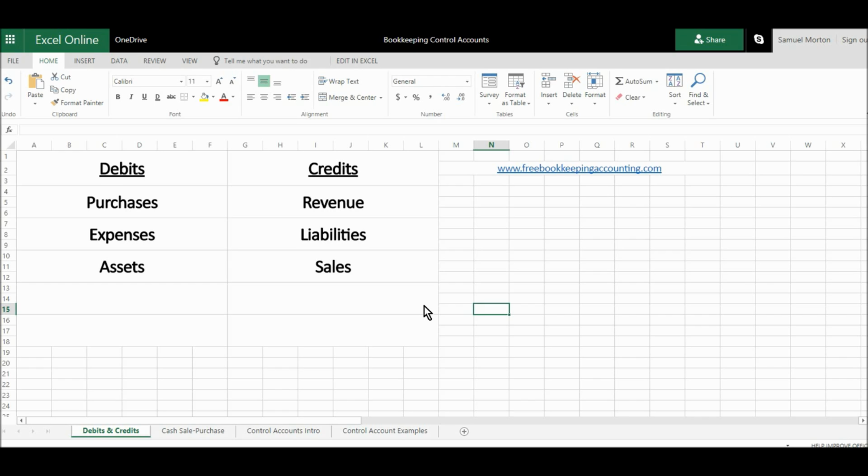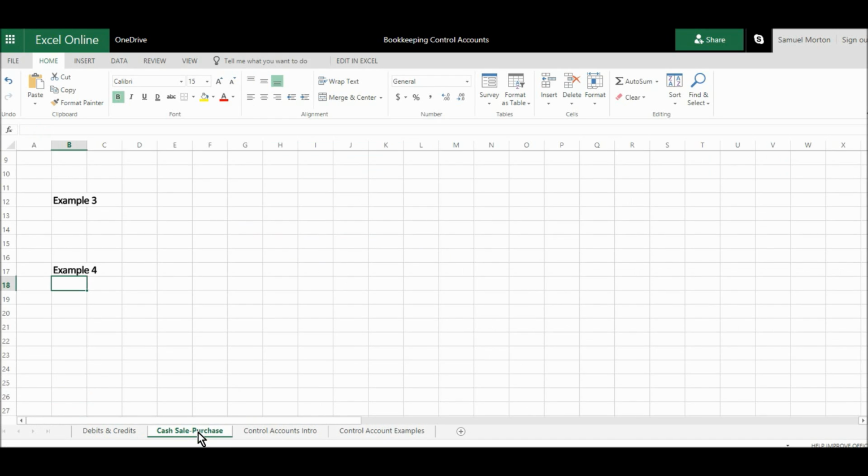So if a business was to buy, say, a computer, that would be an asset for the business. It would be recorded on the debit side of the accounts. If the company has a sale, say they sold £100 or $100 worth of product, that's a sale, that'll be entered as a credit. And we also have purchases and expenses and revenue and liabilities. So if the company took a loan out, that loan is a liability. It's money that the company owes. That'll be recorded as a credit.